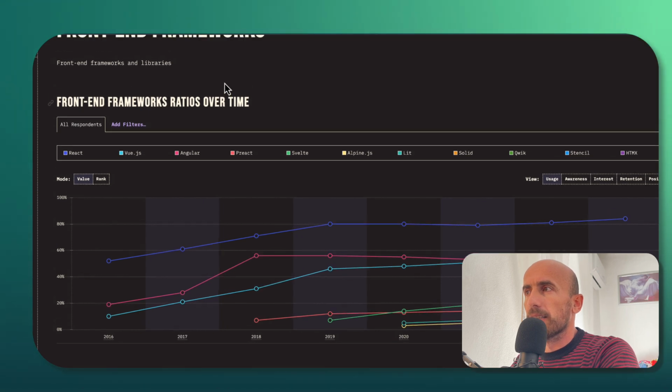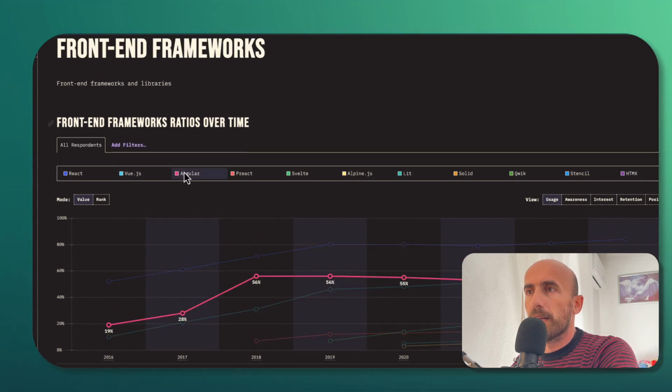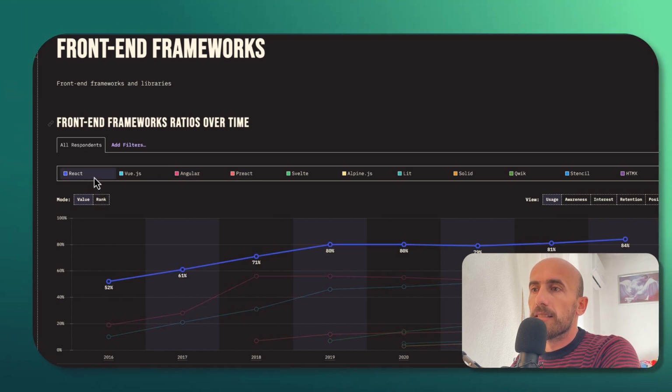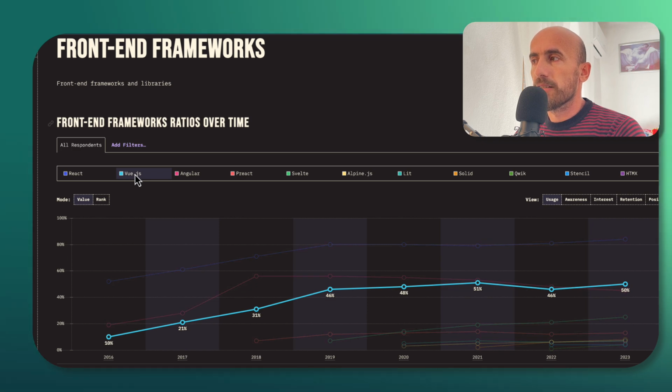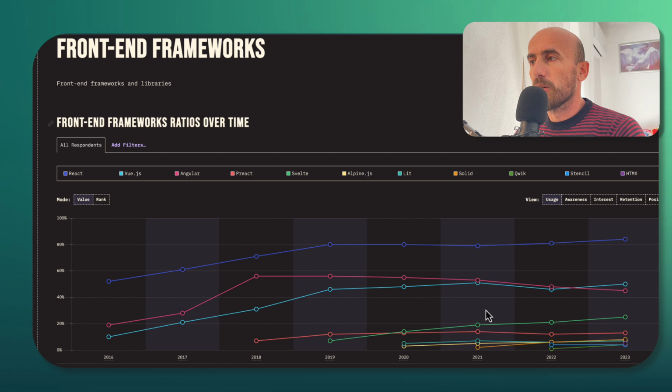Here we can see the usage of React, Vue, Angular and so on. Let's start with React, which is rising, as you can see. It goes from 2016 at 52% to 84% in 2023. VueJS is also rising, but in 2021 it was 51%, then dropped to 48%, then up again to 50%, but if we look at 2024, I think maybe it's going to drop again.